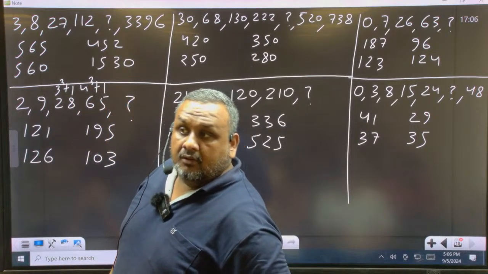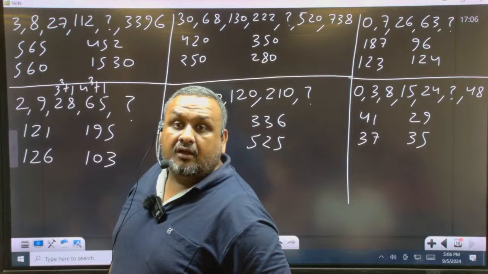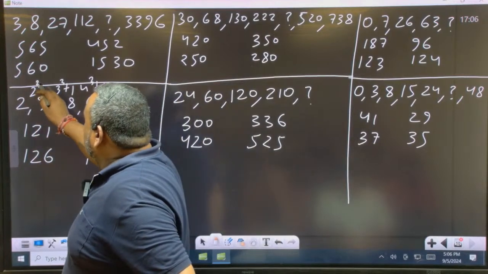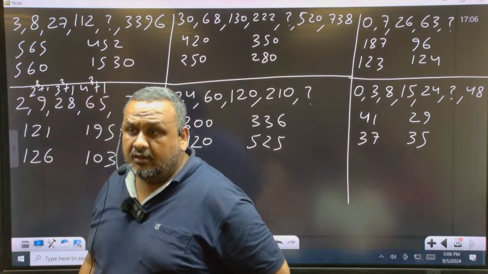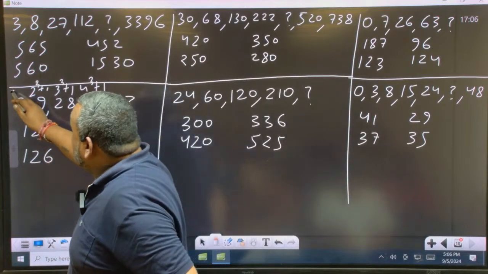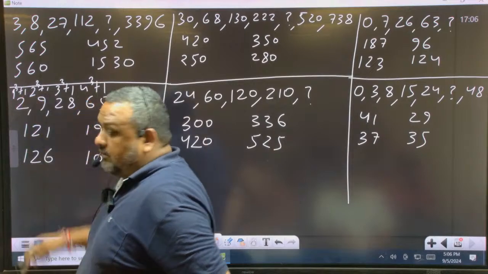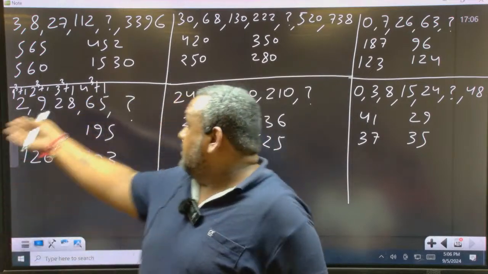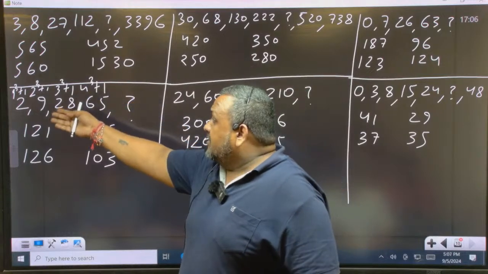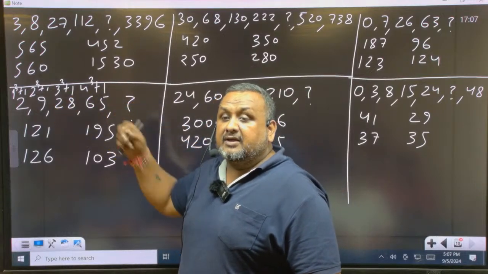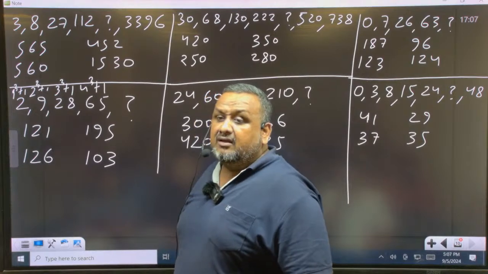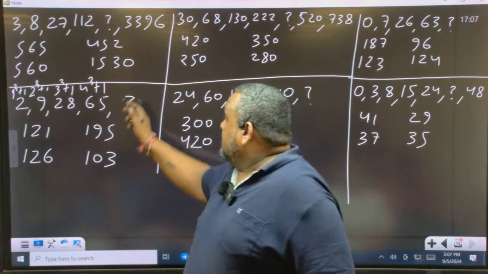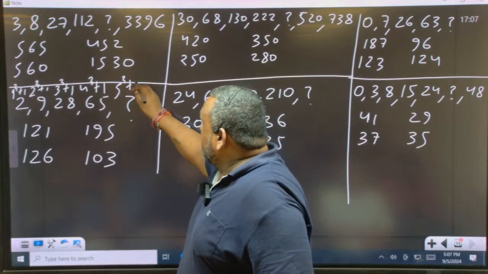We can write 9 as 2 cube plus 1. And we can write 2 as 1 cube plus 1. Now series means what? Sequence, the process. Look at the process now. 1 cube plus 1, 2 cube plus 1, 3 cube plus 1, 4 cube plus 1, and to get the answer, 5 cube plus 1.